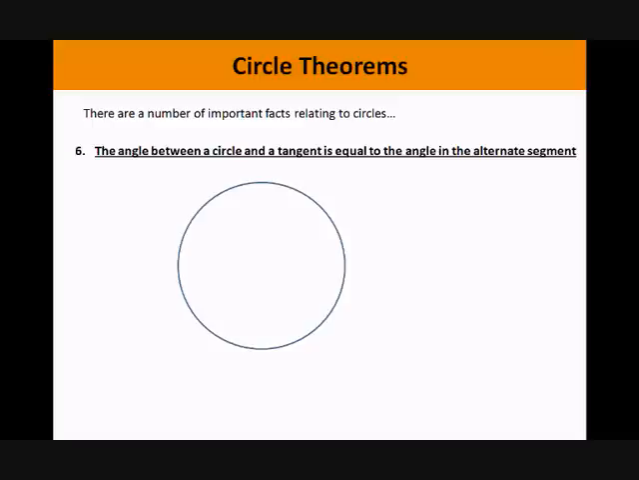Okay, number 6. The angle between a circle and a tangent is equal to the angle in the alternate segment.